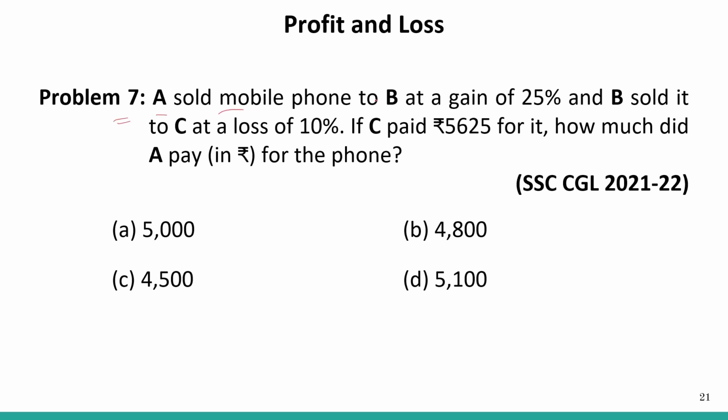A sold a mobile phone to B at a gain of 25% and B sold it to C at a loss of 10%. So if C paid 5625 for it, then how much did A pay for the phone? Okay. So this question has appeared in the SSC CGL 2021-2022 paper. So is it 5,000, 4,800, 4,500 or 5,100?